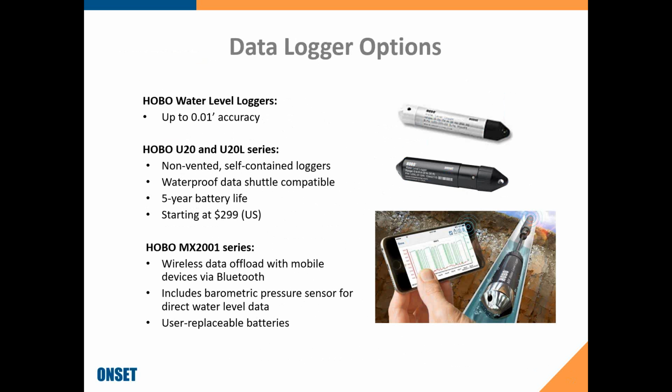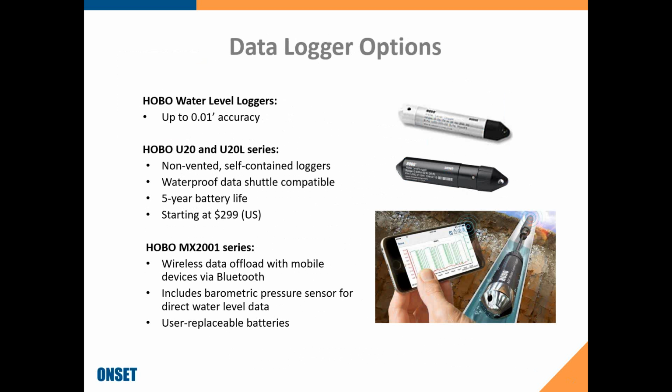So talking next about water level loggers, we have several different options in this area. Some of the loggers, the ones with the narrower measurement range, have 0.1 foot accuracy typically, and that does require barometric compensation to get that accuracy, to compensate for changes in barometric pressure.